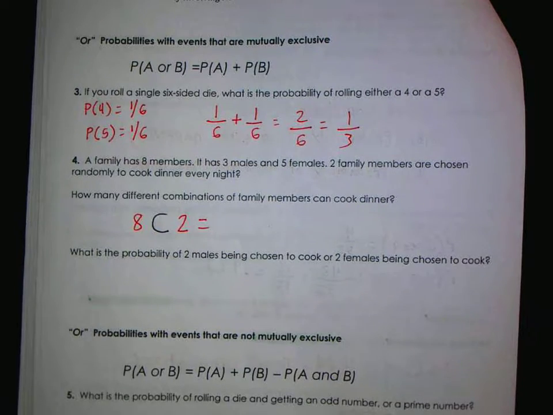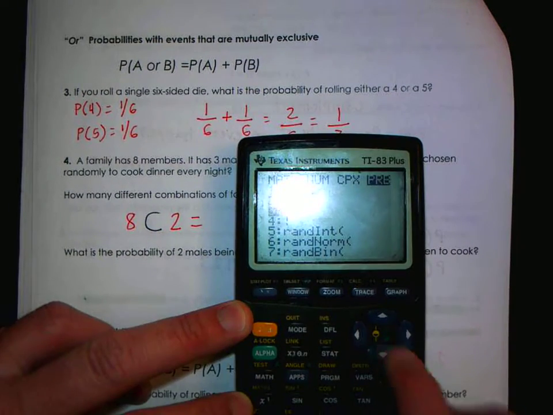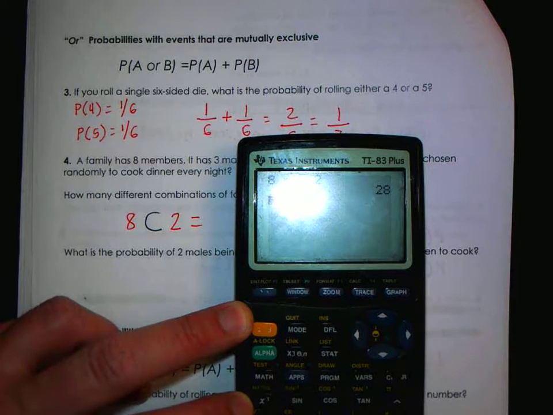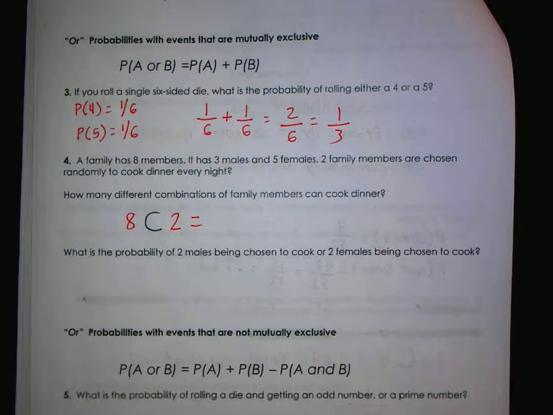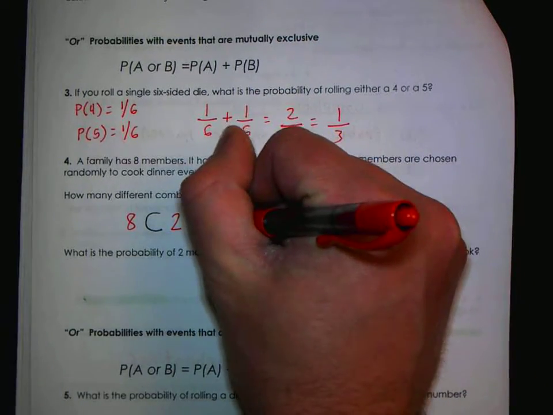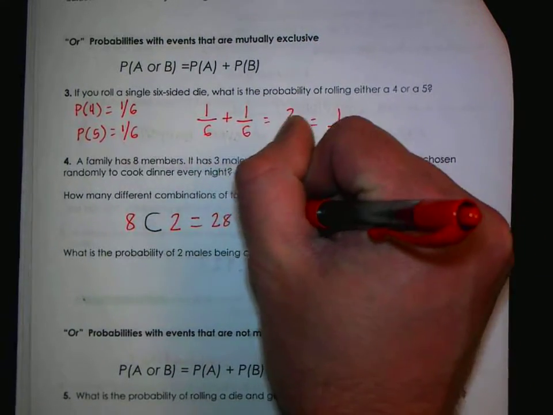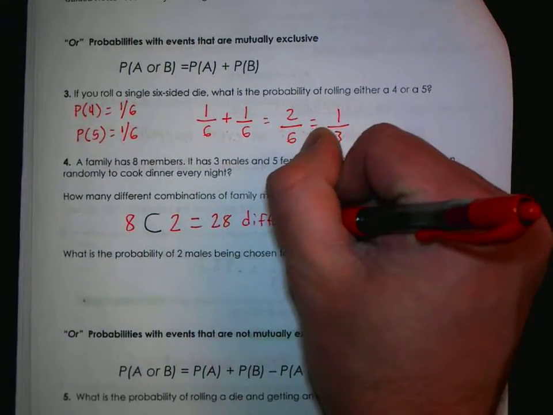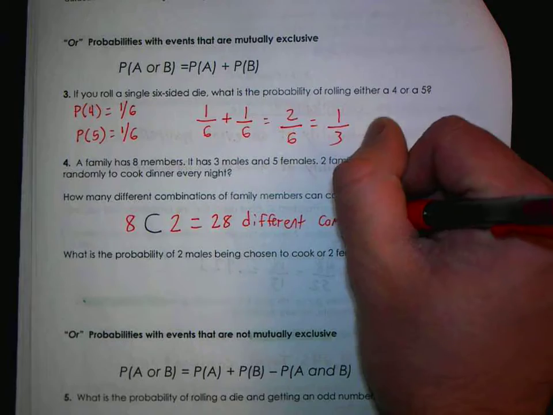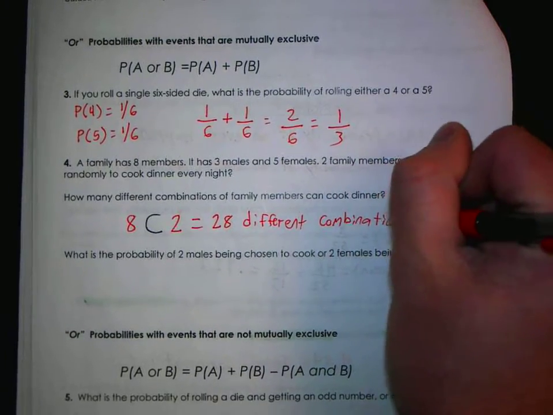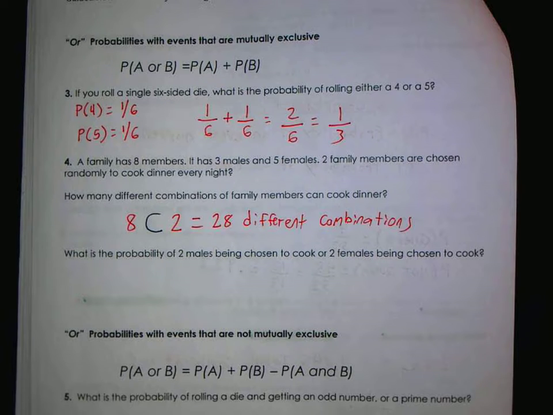So 8C2 is 28. So there are 28 different combinations. That's kind of nice. So if you have a family that's 8 people, and there's around 28, 29, 30 days in a month, then every single day you could have a combination of 2 people cooking. That'd be kind of fun.